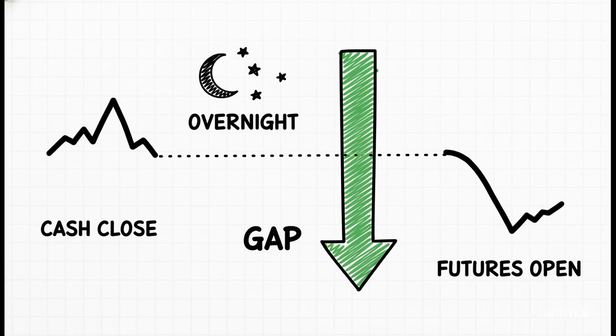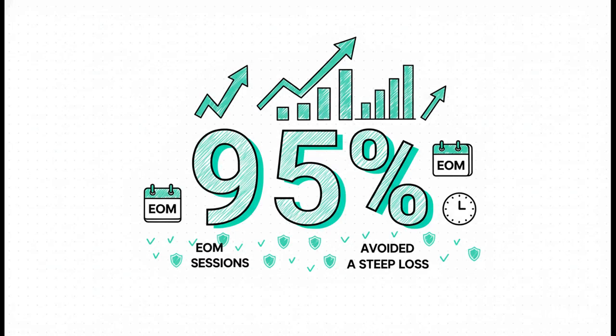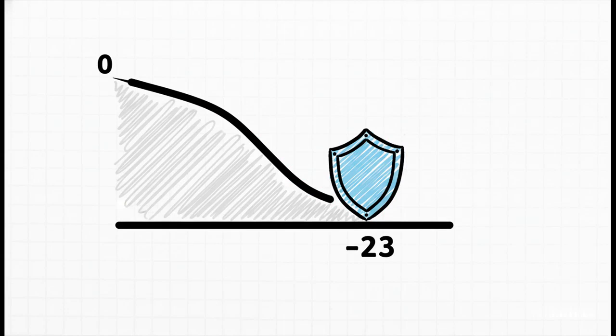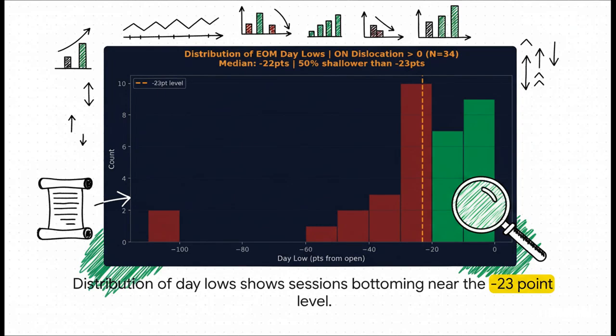It's just the gap between futures and the previous day's close. Now, when that gap is positive, historically, 95% of these sessions didn't see a big plunge during the day. What's really cool is, about half the time, the market dips to test this level before bouncing right back. This chart really shows that historical floor. See the green bars? Those are all the sessions that bounced.